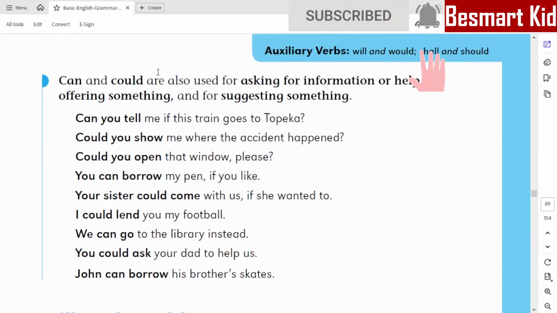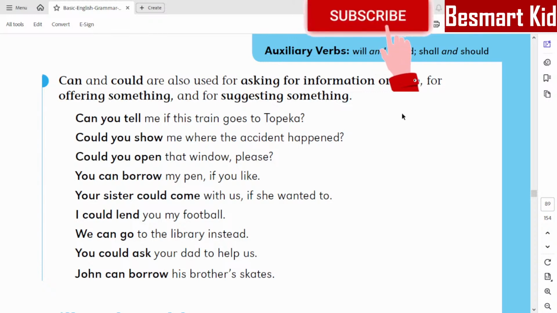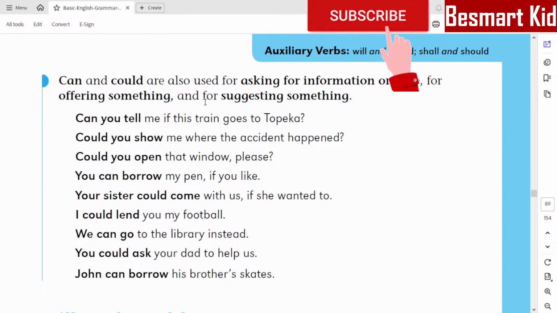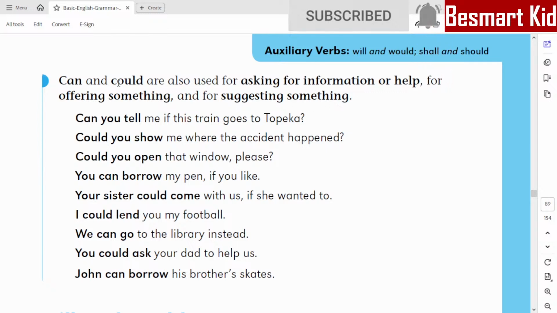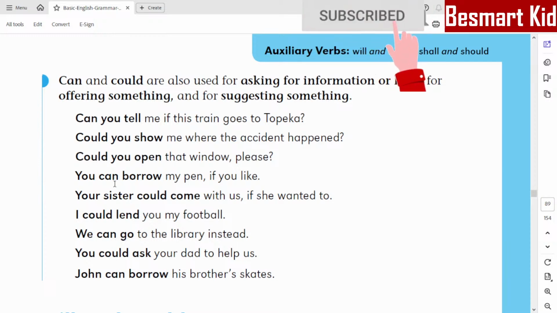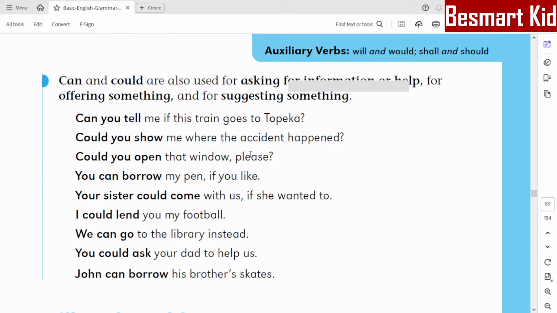Can and could are also used for asking for information or help, for offering something, and for suggesting something. Can you tell me if this train goes to Topeka? Could you show me where the accident happened? Could you open that window, please? You can borrow my pen if you like.